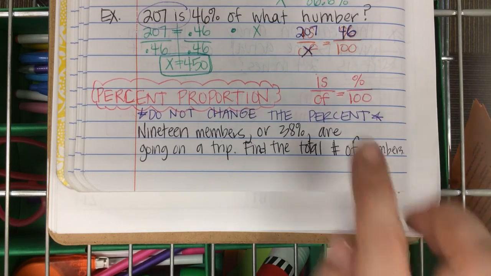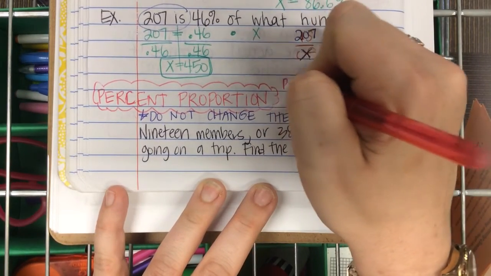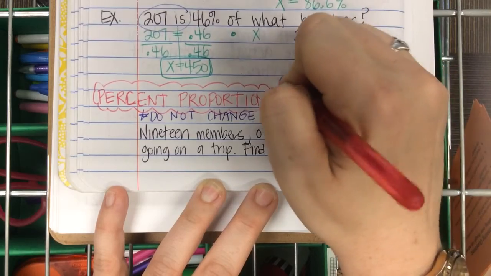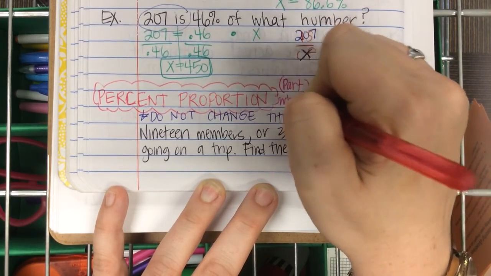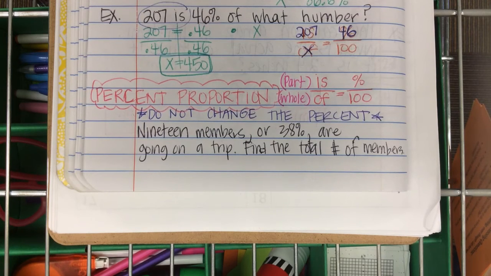So sometimes this percent proportion is going to come in handy. Except instead of the words is and of, the top is the part and the bottom is the whole. Instead of is over of, you can also say that it's part over whole equals percent over 100.